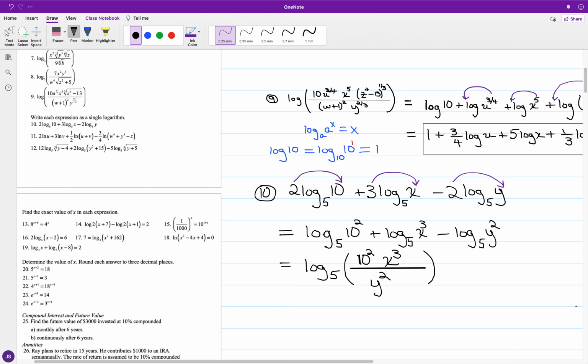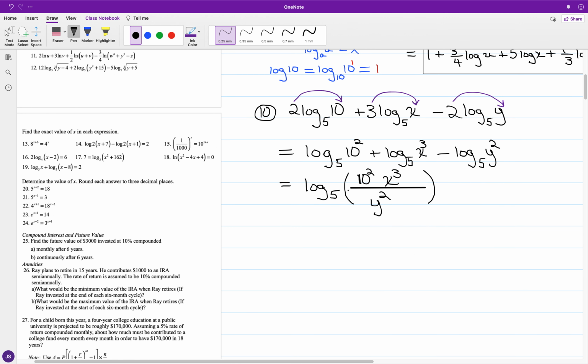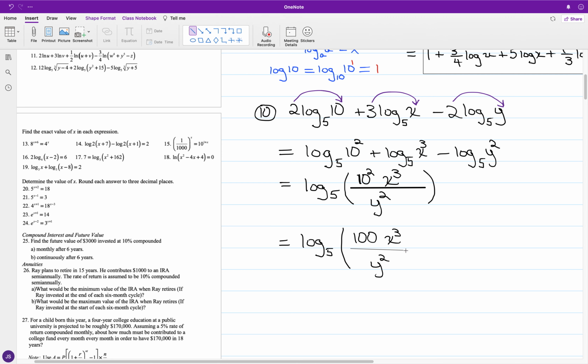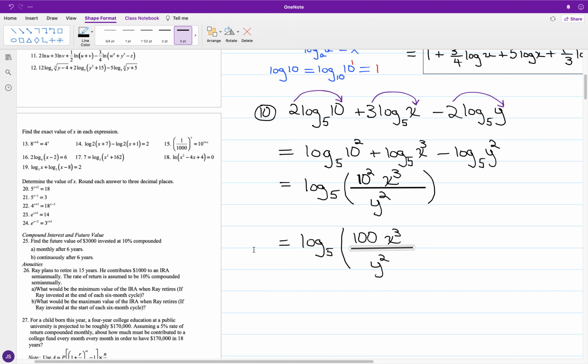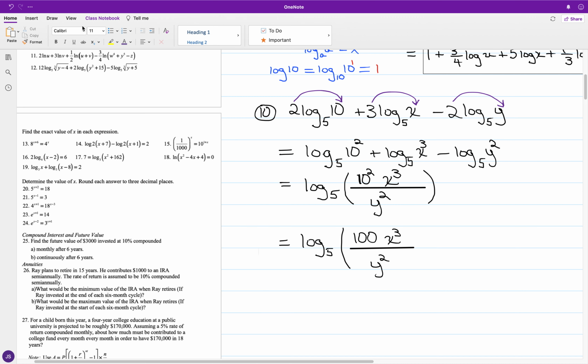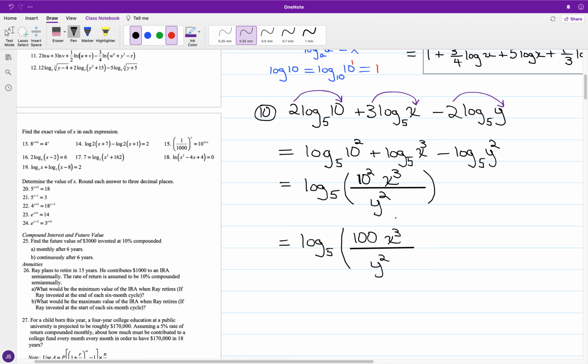And one could say this is a complete answer, but just taking care of 10 to the second, we have a base 5 logarithm, whereupon we have 100 x cubed all over y squared. That is also another way that the final result can be expressed. So we had the base 5 logarithm of 100x cubed all over y squared.